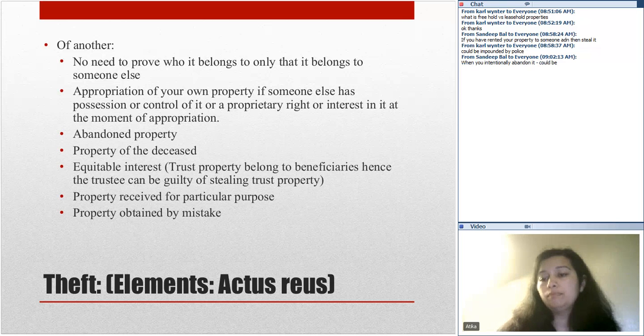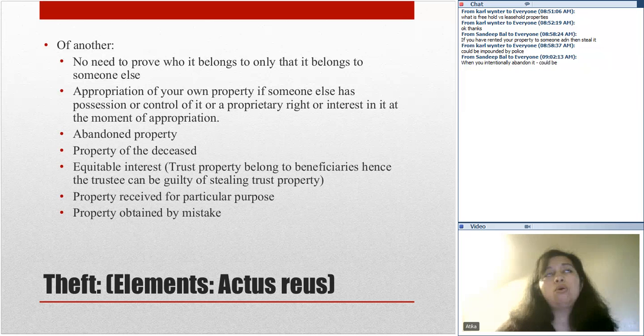Oh, yeah. Yes. When you intentionally abandon it. Okay. Yeah. Law says that it is actually very difficult to abandon property. Property is only abandoned if the owner is completely indifferent as to what happens to it and intends to give up his proprietary rights and interest in the property without conferring an interest to another person.